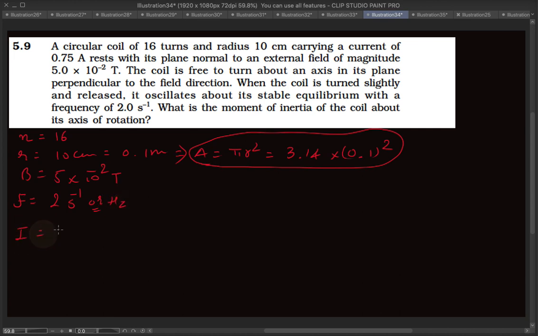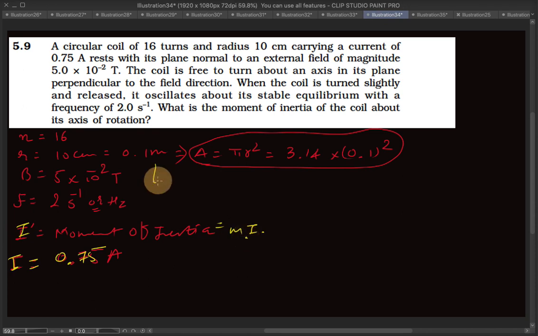My moment of inertia, I am just using this word I dash, because I have been given another I that is called current, that is 0.75 amperes. So keep in mind that this capital I is the current, 0.75 amperes, and I dash is the moment of inertia. Its short form is MI.